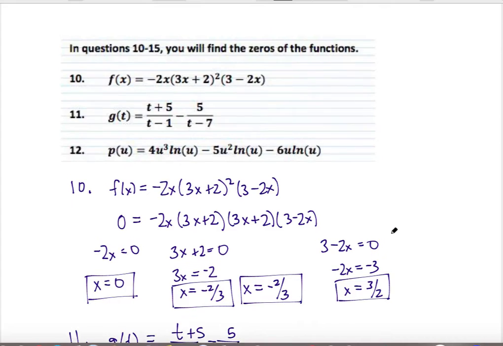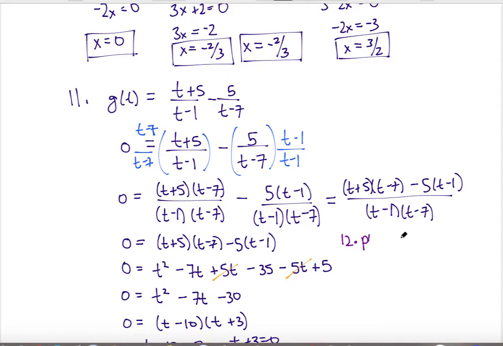So this is p. So p of u is equal to 4u cubed ln of u minus 5u squared ln of u minus 6u ln of u. So again, to find the zeros, I'm actually just going to need to factor this. So setting p of u equal to 0, I'm going to factor out a u and an ln of u because every single term involves those two things.